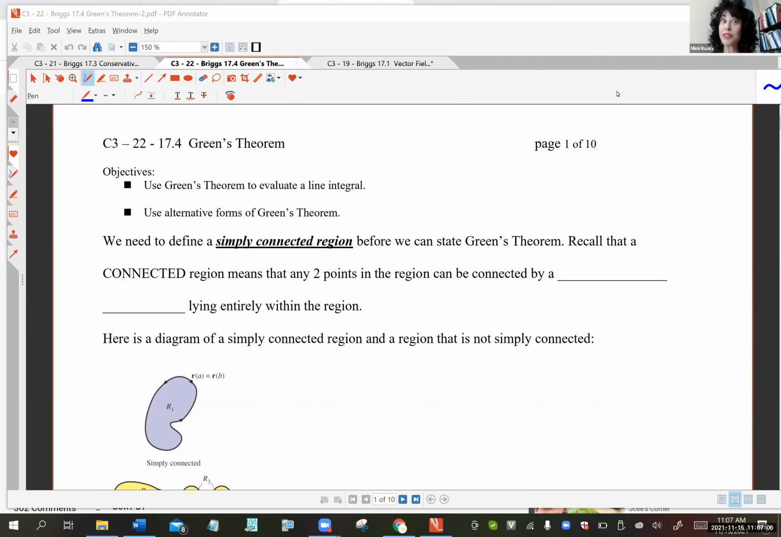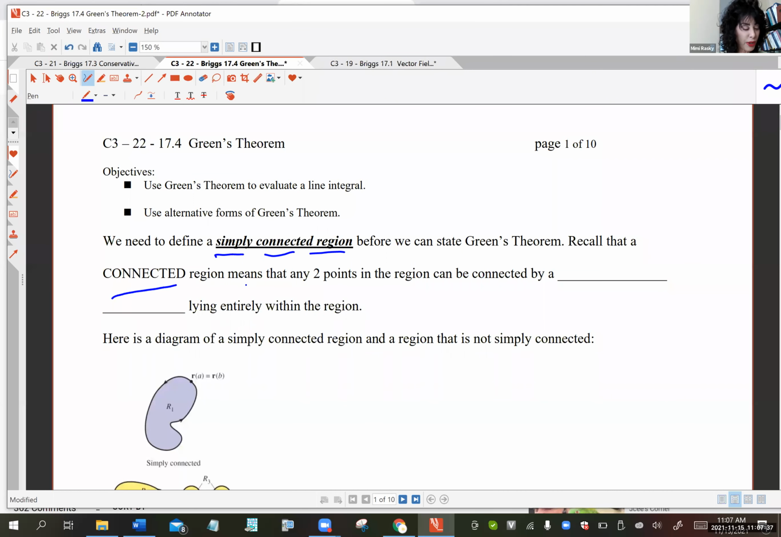Welcome to another fabulous day in Calculus 3, where we're going to do Green's theorem. Very powerful theorem. It lets you do line integrals without doing a line integral, but a lot of conditions have to be in place first before you can even apply Green's. So let's look at some of the preparatory work and some definitions, and then we'll look at what Green says. So we're going to define a simply connected region before we can state Green.